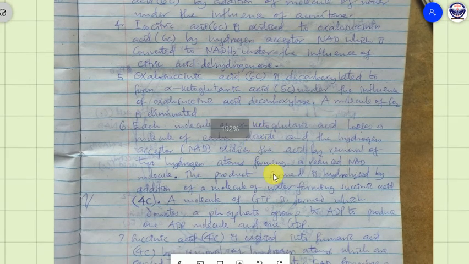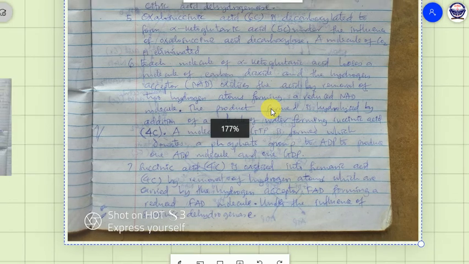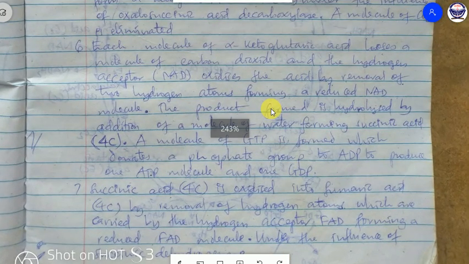Step ya 6 tunakuwa tunaendelea na nani? Na hiyo ketoglutarate. So in step 6, each molecule of alpha ketoglutaric acid loses a molecule of carbon dioxide and the hydrogen acceptor NAD is oxidized the acid by removal of 2 hydrogen atoms forming a reduced NAD molecule. Kwa hapa tuna lose molecule of carbon dioxide, lakini pia tuna lose nani?